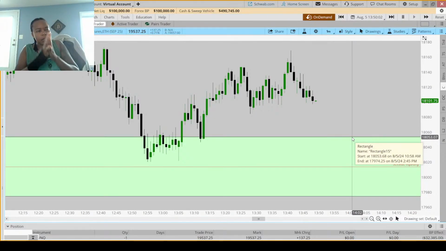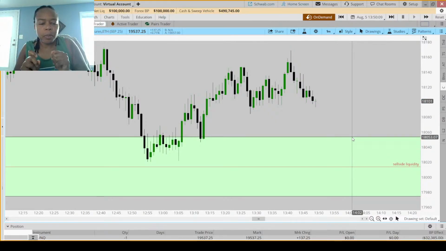Once liquidity's been swept, especially when you're inside a higher time frame fair value gap, there's also the potential for an entry at the top with an order block. That usually works pretty well. I've been watching it do that for quite some time. I don't know if we'll get that.